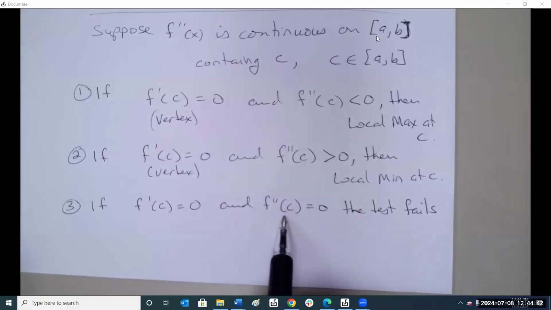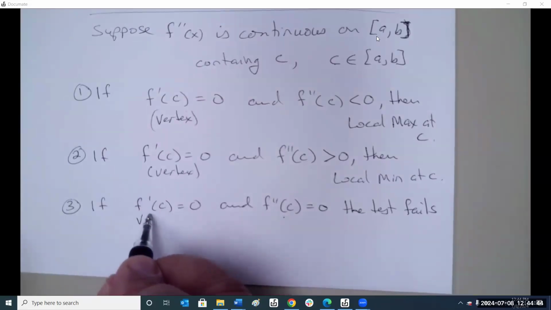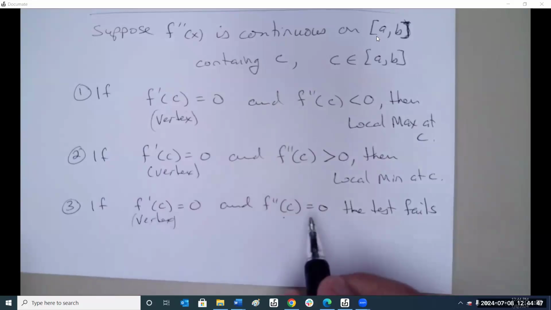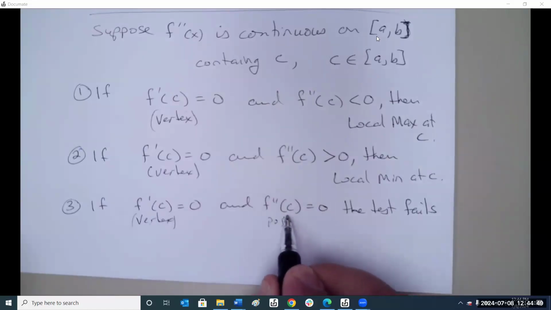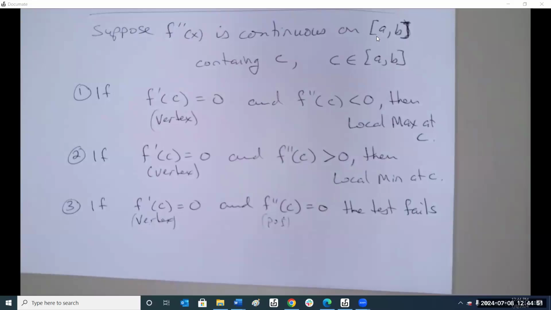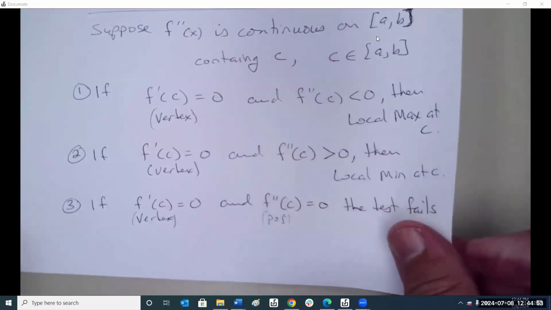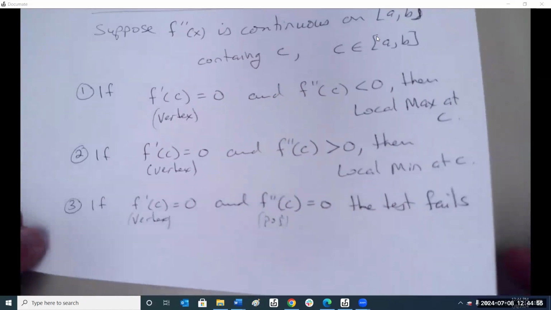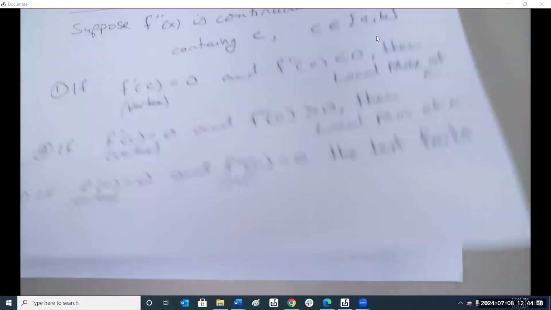Because we know there's a point of inflection. This is a vertex. This is a point of inflection. We don't know what else happens. So that's theorem 5. It's the stuff we've been doing all along.